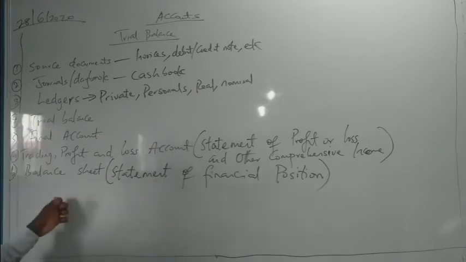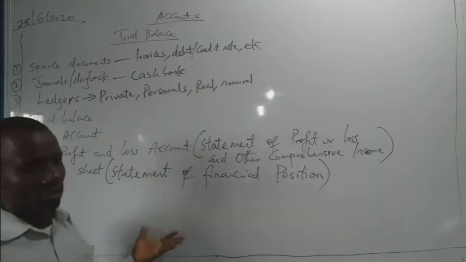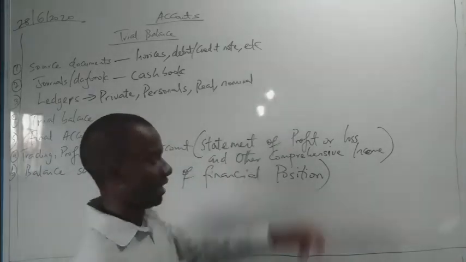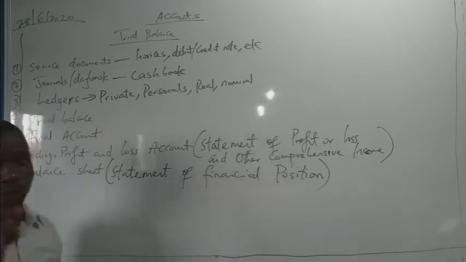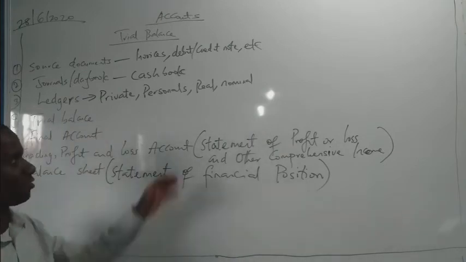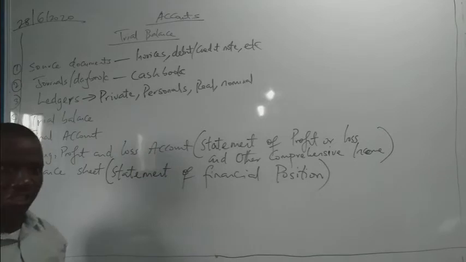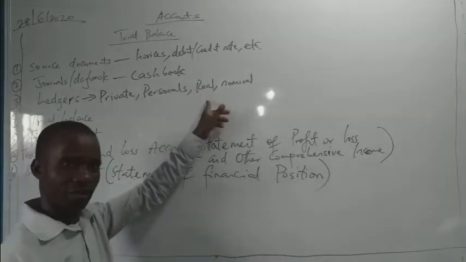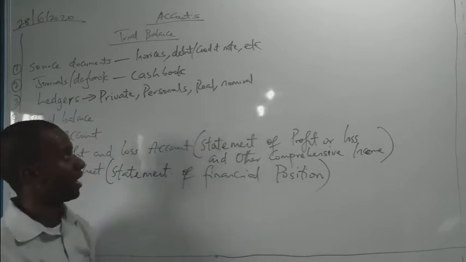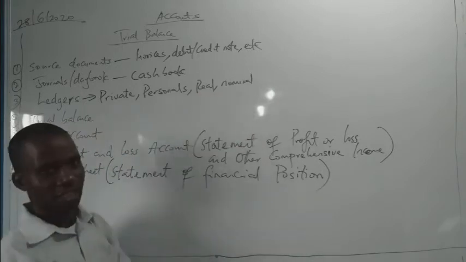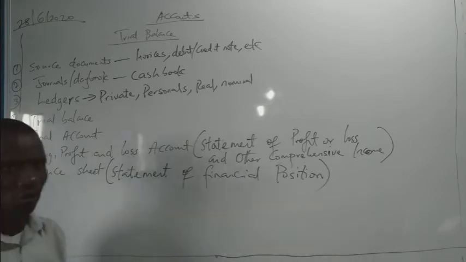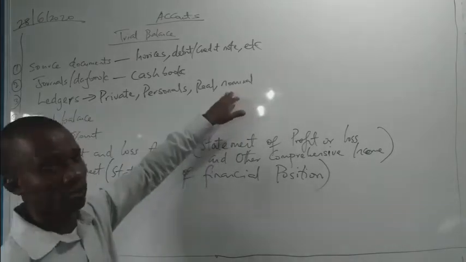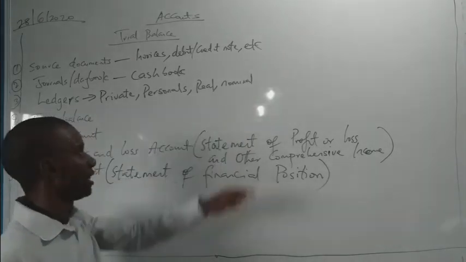Then the real ledgers. We talked about the fixed assets, e.g. let's look at this tutorial for instance. This is a fixed asset. Why? It can last for more than one accounting period. That's why they call it a fixed asset. Benches, equipment, etc. Those are recorded under the what? Real ledger. Then the nominal ledger comprises what? The income and expenses accounts. So those are recorded under what is called the nominal ledgers.